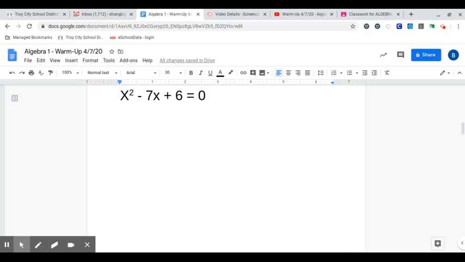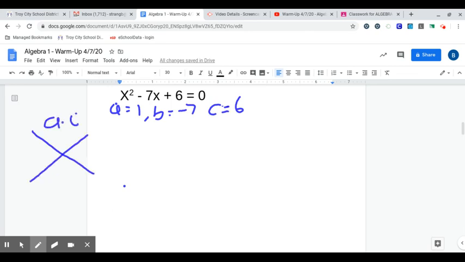So we're going to be using the AC method on this. So remember when we do that, we have our A is equal to 1. All right, we'll list these out. B is equal to -7. C is equal to 6. All right, so my AC method. A times C goes up top. B goes on the bottom.